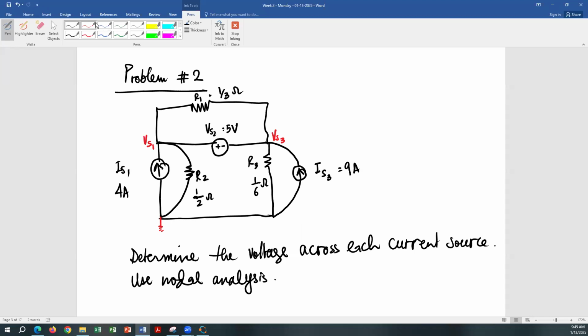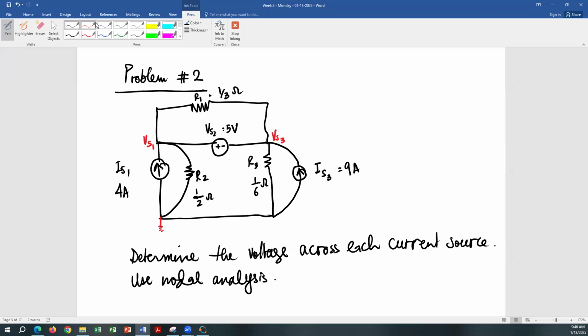But anyways, I would personally do mesh analysis for this because it's just going to be easier. We already know the current in this loop, which is 4 ampere, and in this loop, which is 9 ampere. I can write the mesh equation for here and for the top loop, solve for those, calculate the current, and once I have the values for the current, I can easily find the value of VS1 and VS2 using simple addition of voltages like we did last time.